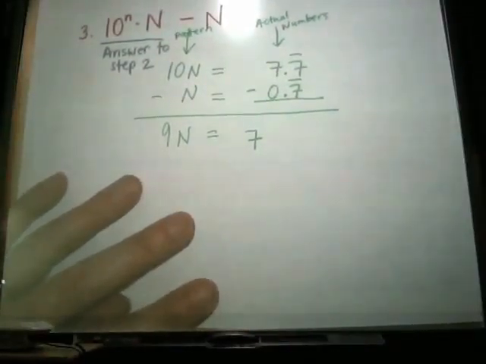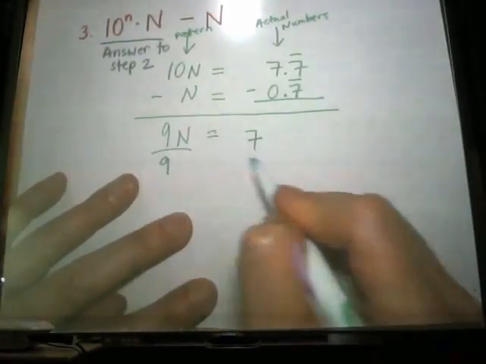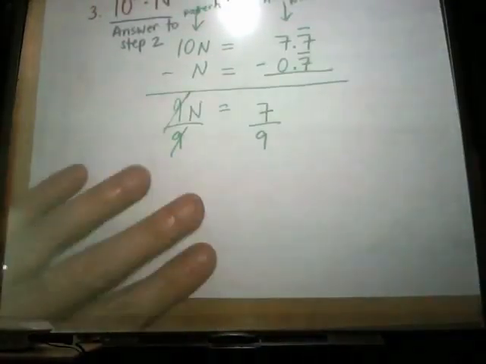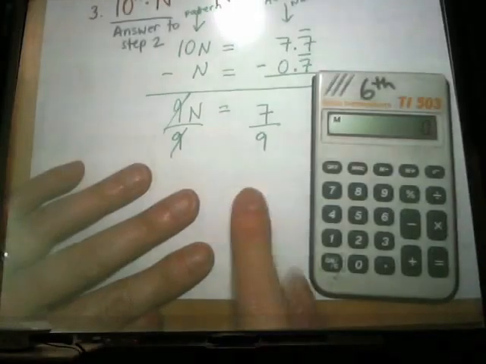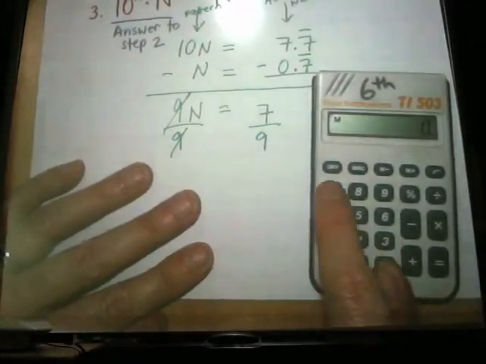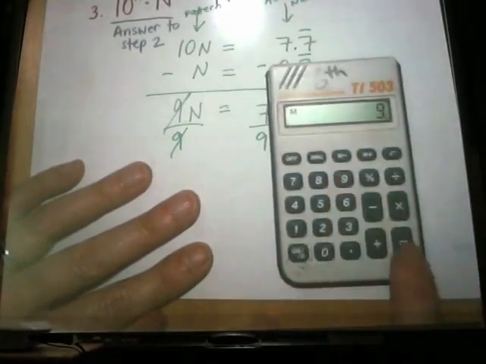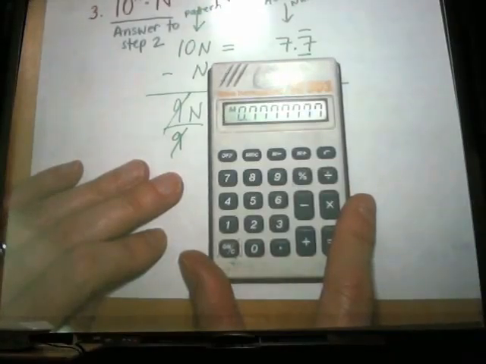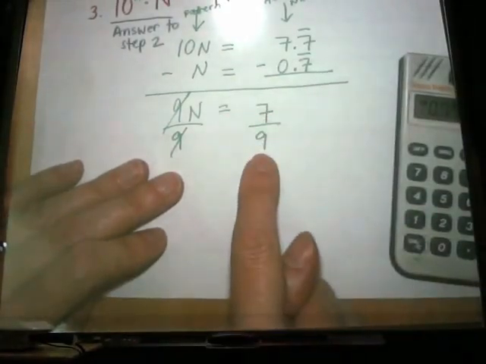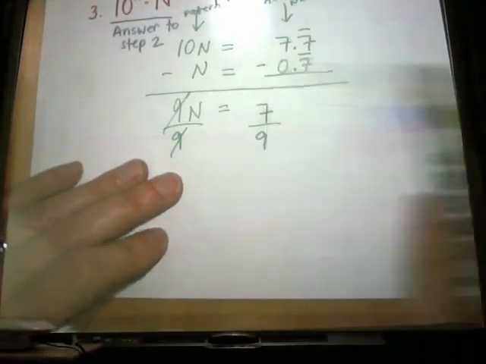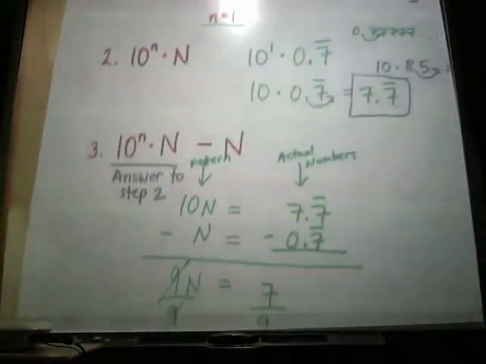My final step, how do I get n by itself? How do I find out what this is as a fraction if it's being multiplied by 9? I divide by 9. There's my fraction. How do we know if we did it right? How can I turn this fraction into a decimal and see if it starts where we started? Vincent? 7 divided by 9, and there's my repeating 7 that I started with. So your final answer, you should be able to divide it on your calculator and get the repeating decimal that you started with.